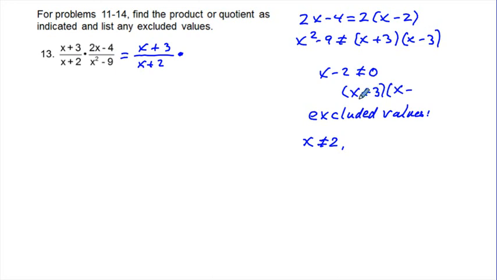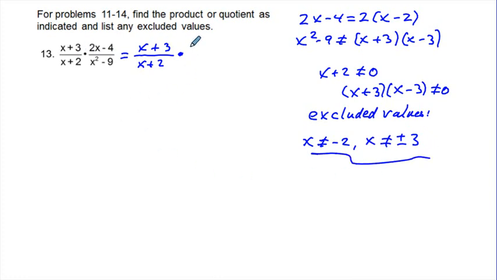Oops, I think I got this wrong here. For finding excluded values, we have to take this x plus 2. This one on top does not count. So we have x plus 2 cannot equal 0. So therefore x cannot equal not 2, but x cannot equal negative 2. Okay, there we go. And now getting back to this, x plus 3 times x minus 3 cannot equal 0. So x also cannot equal plus or minus 3. So those will be our excluded values.